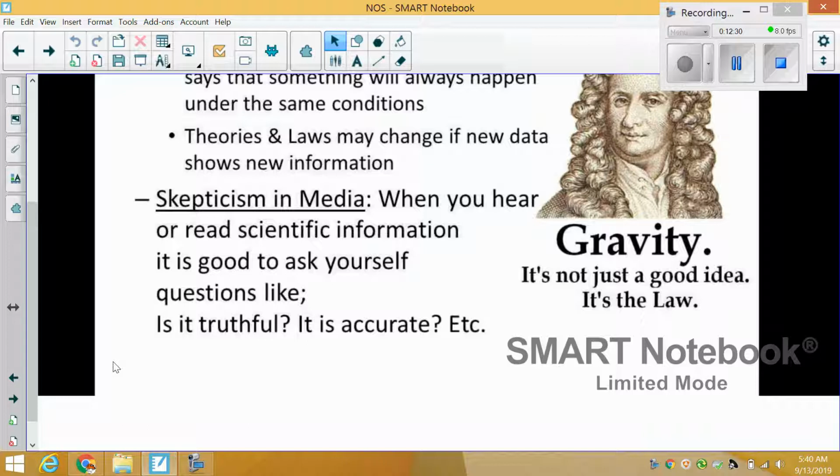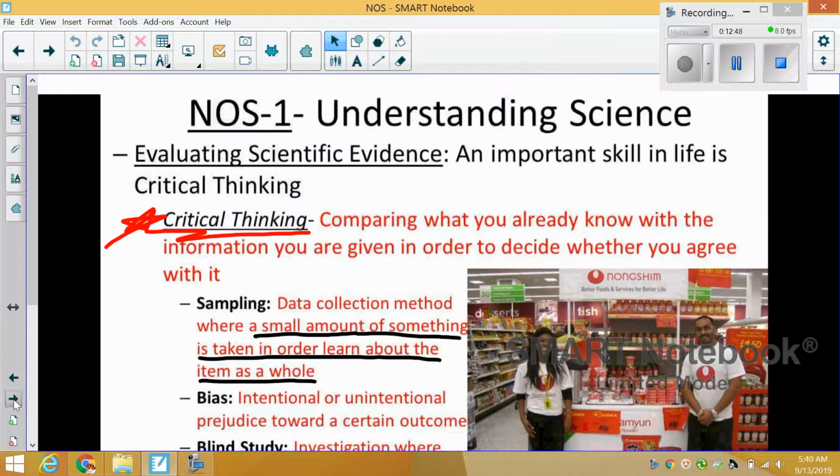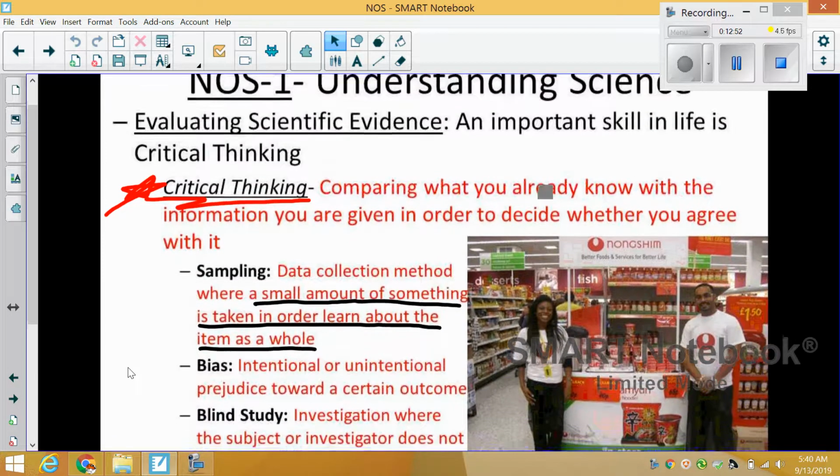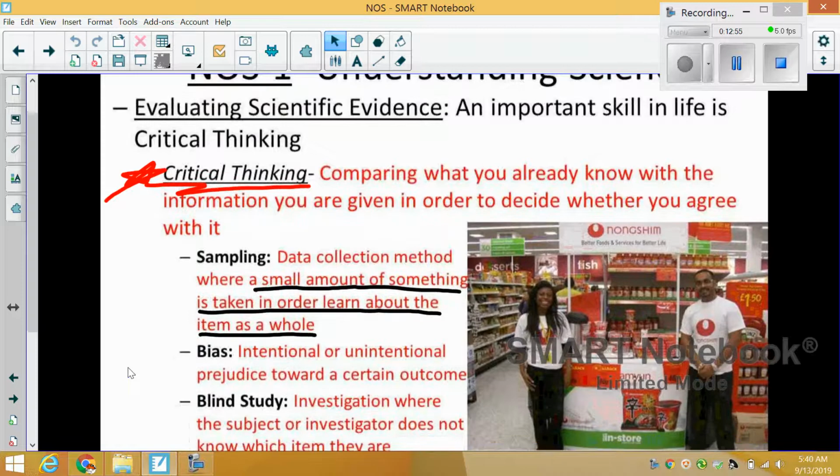Sometimes media can make it unclear whether or not science is truthful or accurate or not. And it's good to question things. Scientists question things. It's important that you question things also. But the thing about science is that science is based only on the data that they have and they have collected. It's not opinion based or anything else. In fact, science tries really hard to reduce opinions and that type of thing.